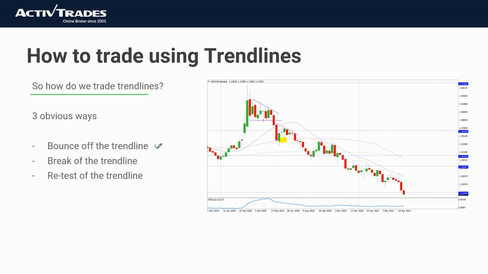The first one is where we get a bounce off the trend line. The second one is where we get a break of the trend line. And the third one is what we'd call a retest of the trend line. And we'll just have a little look at all three of those.